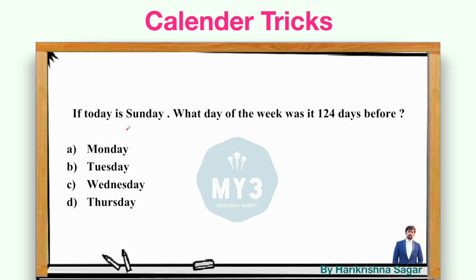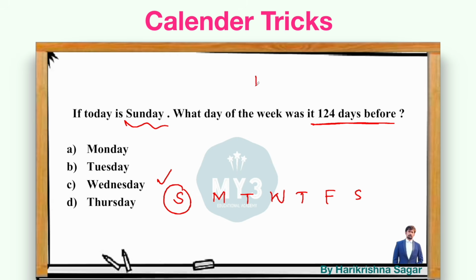Let's take one more question. Today is Sunday. What is the day before 124 days? So here the question is related to before. So just draw the day scale like this: Sunday, Monday, Tuesday, Wednesday, Thursday, Friday, Saturday. And whatever is the highlighted one, just take that. So today is Sunday. Just take that reference. They are asking about before 124 days. That means 124 divided by 7 leaves a remainder of 5.